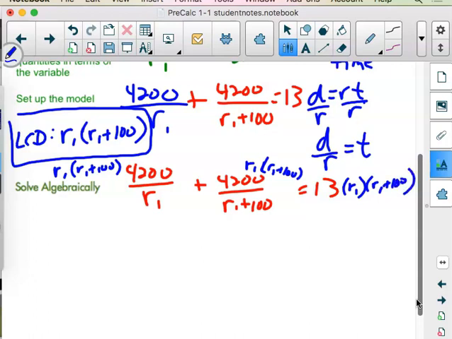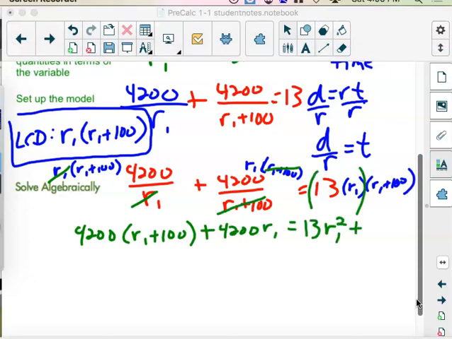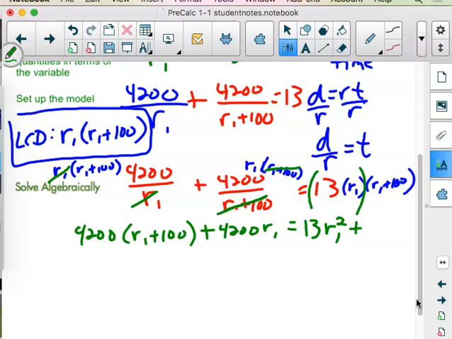All right. Good news is, the first two terms here, we're going to see a little bit of canceling. This r sub 1 is gone. So this is going to be 4,200 times r sub 1 plus 100. And yes, I just went ahead and switched around that multiplication because multiplication is commutative. I'd rather distribute the 4,200 than work backwards. Okay, so on the second one, the r sub 1 plus 100 is going to cancel out, and we'll get 4,200 r sub 1. Now, on the back here, we're going to go ahead and distribute 13 r sub 1 through our parentheses, and that'll give us 13 r sub 1 squared plus 1,300 r sub 1.